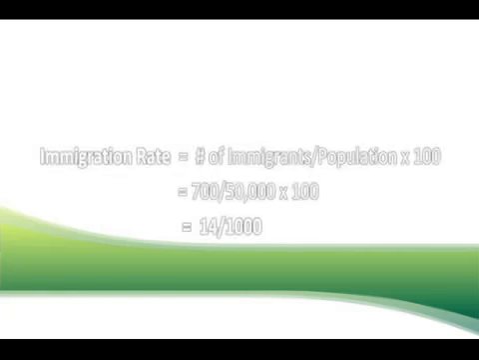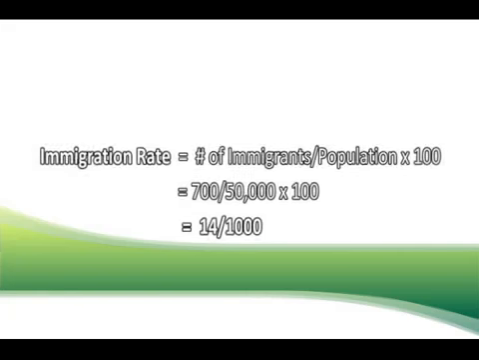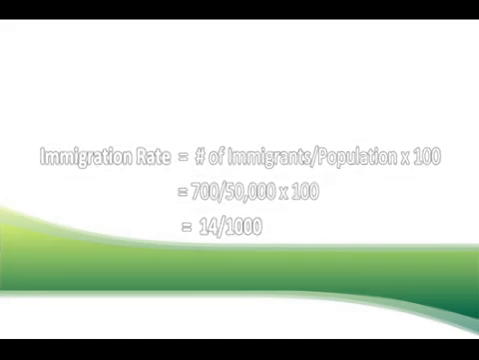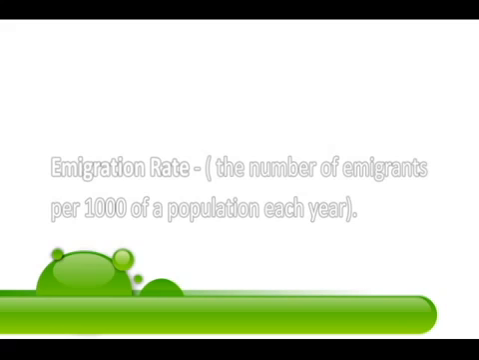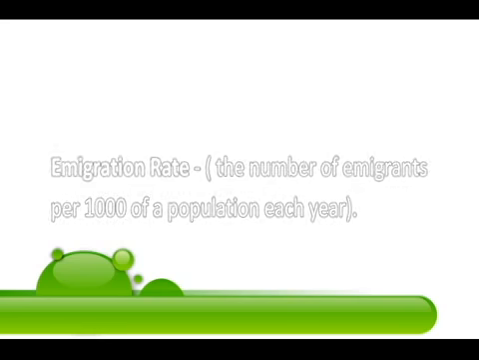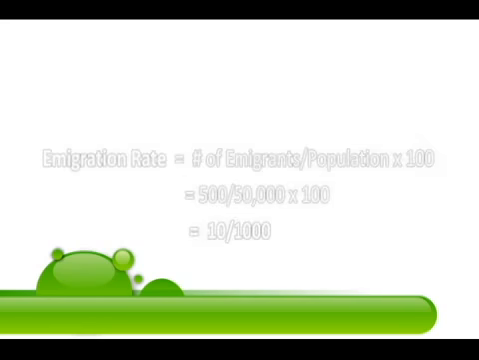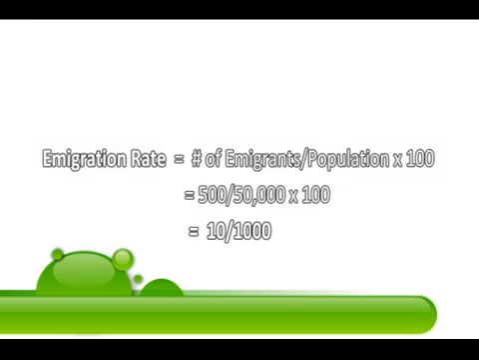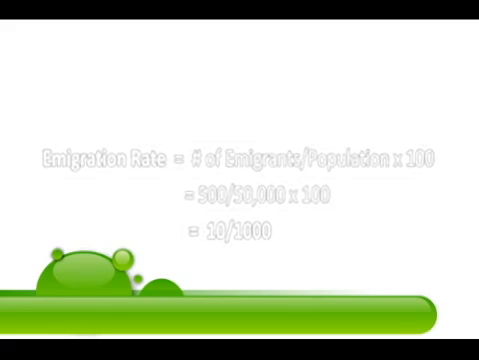Immigration rate equals the number of immigrants over population times 100, which is 700 immigrants over 50,000 times 100, which equals 14 over 1,000. Then we calculate the emigration rate, which is the number of emigrants per 1,000 of a population each year. Emigration rate equals the number of emigrants over population times 100, which is 500 emigrants over 50,000 times 100, which then equals 10 over 1,000.